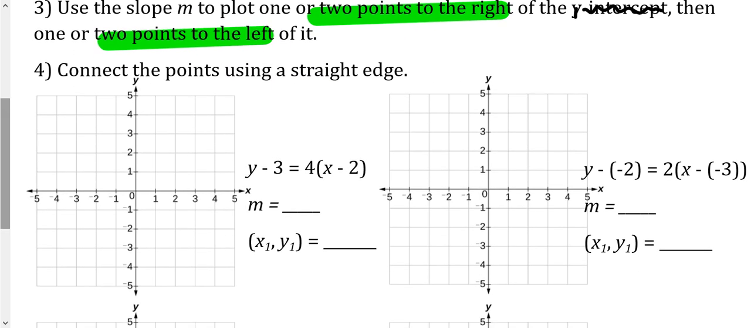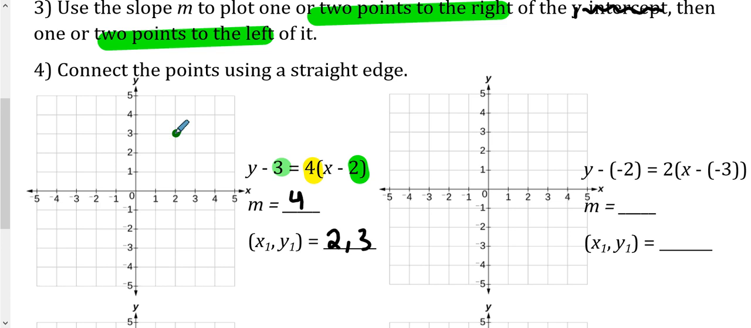So let's give this one a try. First, we'll pull out that information. All right, we have a y value of 4, so, sorry, we have an m value of 4. So our slope is 4. And then for our point, we're pulling out that x value and that y value, again, keeping in mind the signs. It's going to look like a positive 2 for x and a positive 3 for y. So I'm going to plot that point first. I'm going to find the point 2, 3, make a nice point.